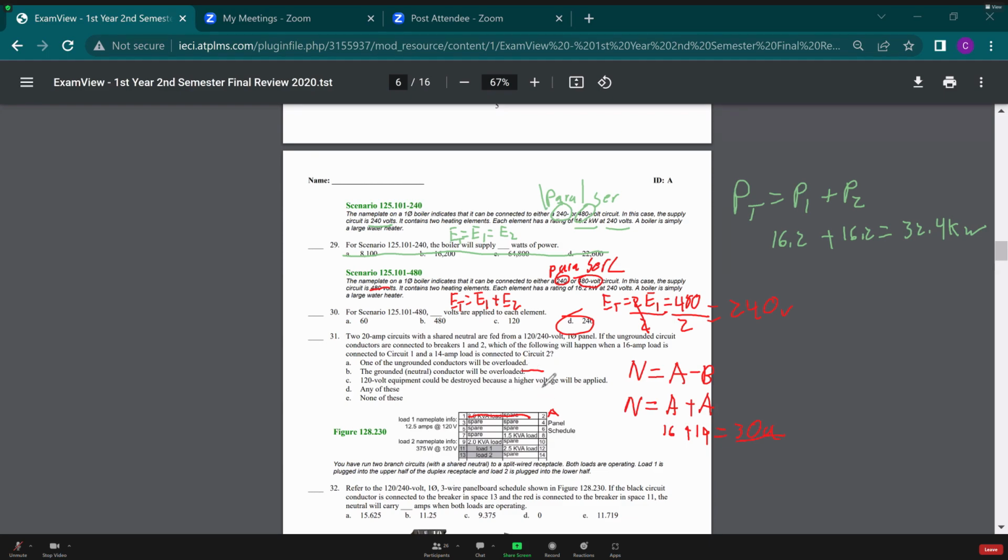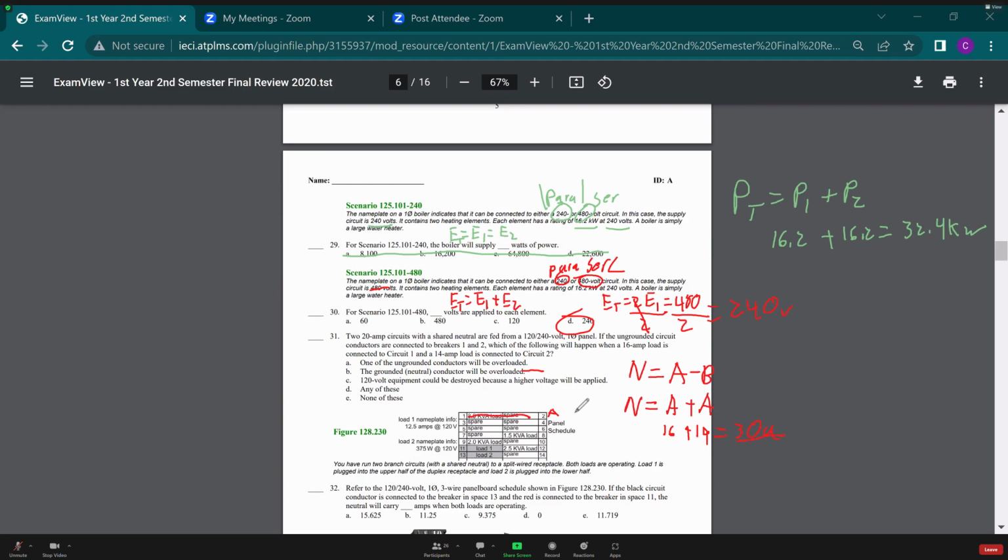Let's take a look at C, see what else we have here. The 120 volt equipment could be destroyed because of the higher voltage applied. Well, we're not really applying a higher voltage. It's still 120 being applied to them. That doesn't change at all. So that's not going to be our answer. D, any of these? No. Not any of these because we took away A and C. E, none of these. Well, we still have B as a possibility. B is going to be our answer here.